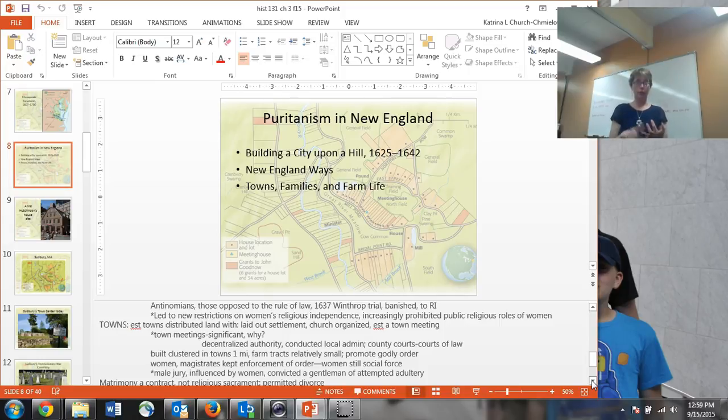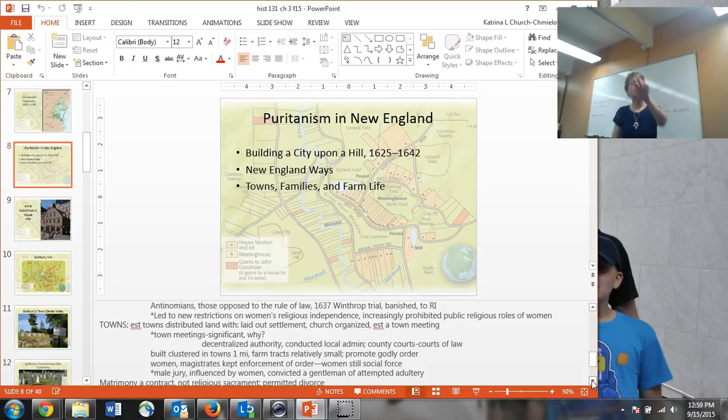Your towns and your town meetings were significant because of the authority that they represented. In Sudbury, I had to read the information on Sudbury, and the meeting house is in the middle of town. There's a reason for that: they wanted to make sure that everything revolved around it and was kept cohesive and remained Puritan. That it remained pure, and they kept those social and religious ideals intact.